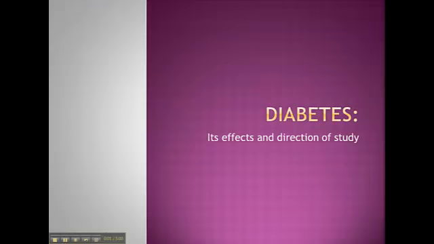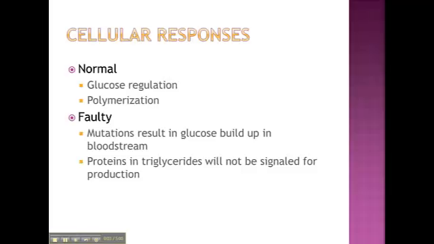Diabetes, its effects and direction of study. Normally, insulin binds to the insulin receptor and regulates the amount of glucose in the bloodstream. In addition, it initiates the polymerization of triglycerides and proteins in muscle and adipose tissues. In an organism with diabetes, mutations occur in the insulin receptor protein or the transduction pathway, which result in the buildup of glucose in the bloodstream. Also, proteins and triglycerides will not be signaled for production by insulin.